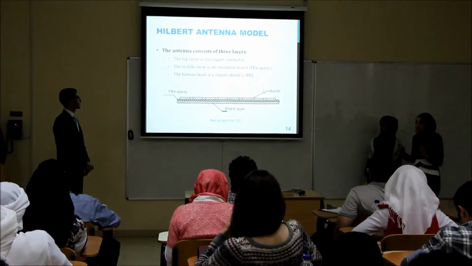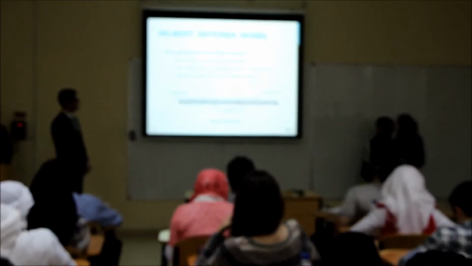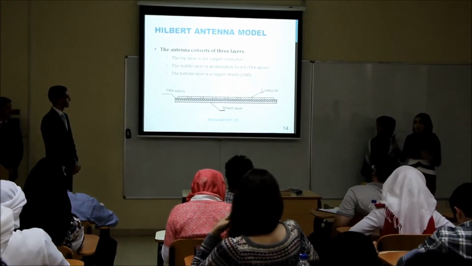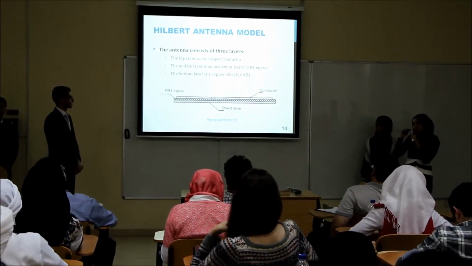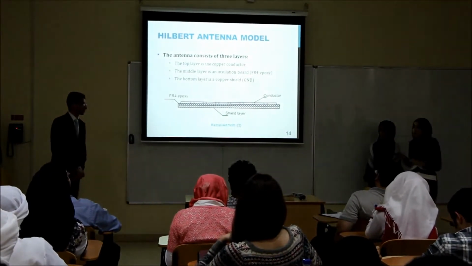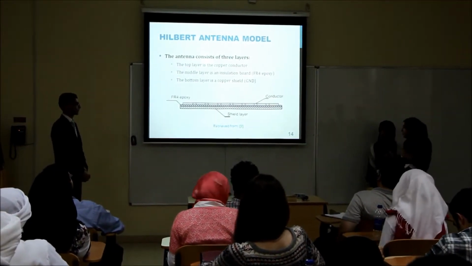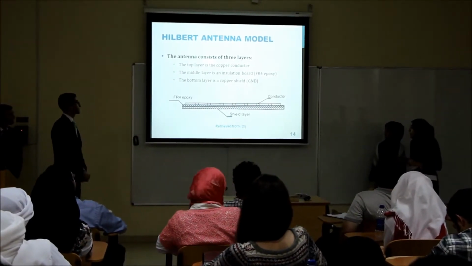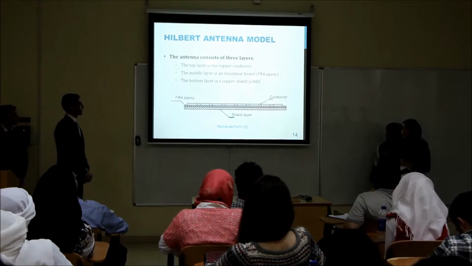Like any other microstrip antenna, the Hilbert antenna consists of 3 layers. The top one is the copper conductor, in which we have our Hilbert fractal curve. The middle one is the insulation board or the substrate. Here we choose FR4 epoxy, and the bottom one is the copper sheet or the ground.